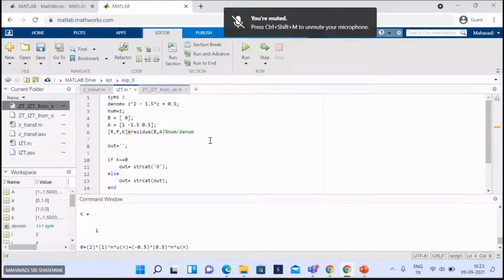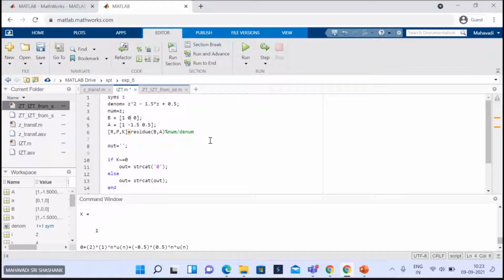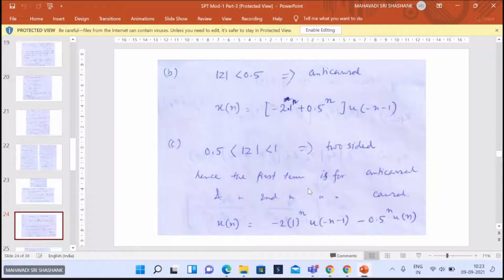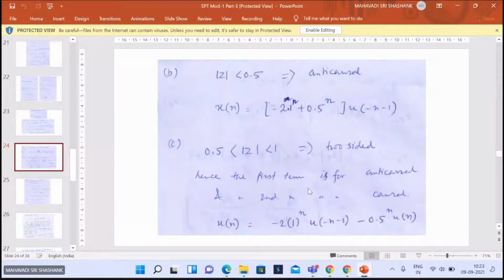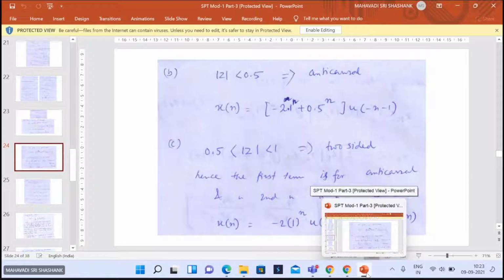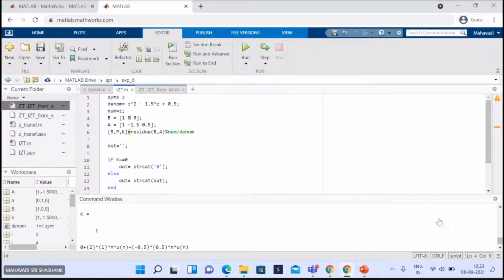In the PPT, the PowerPoint file, have you checked it? The theoretical solution is there, and you check that one with your MATLAB result. Right now I am opening that file, and all of you open it too and see what type of results are coming.